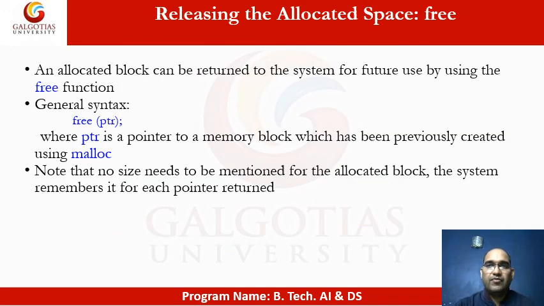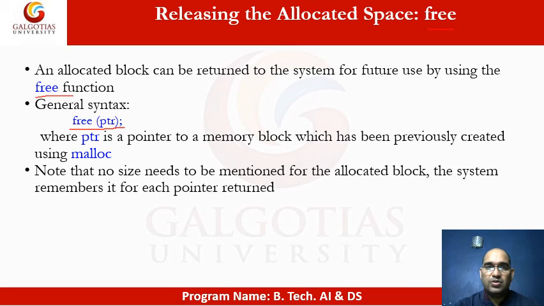Releasing the allocated space: free. As I discussed previously, I am discussing again. An allocated block can be returned to the system for further use by using the function free. So we can use the function free to release that allocated memory. The general syntax is free(ptr), where ptr is the pointer to the memory block which has been previously created using malloc.